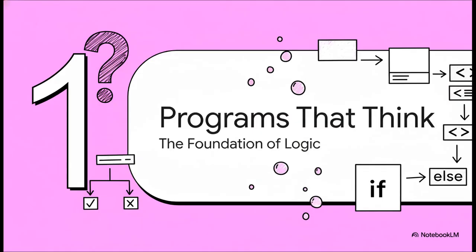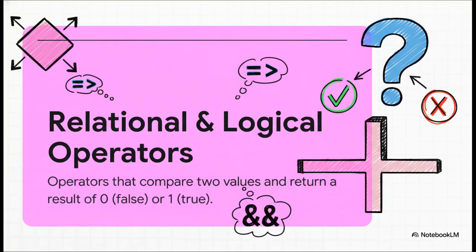All right, first things first, before a program can ever make a choice, it has to be able to ask a question. And I mean, this is it. This is the absolute bedrock of all logic and programming. So how does a piece of code ask a question? Well, it uses these things called relational and logical operators. You've seen them before. Things like the double equal sign to ask, is this equal to that? Or the greater than symbol. Or maybe a double ampersand to ask, is this true and is this other thing true? The goal of these operators is just to ask a question that has a simple black and white answer.